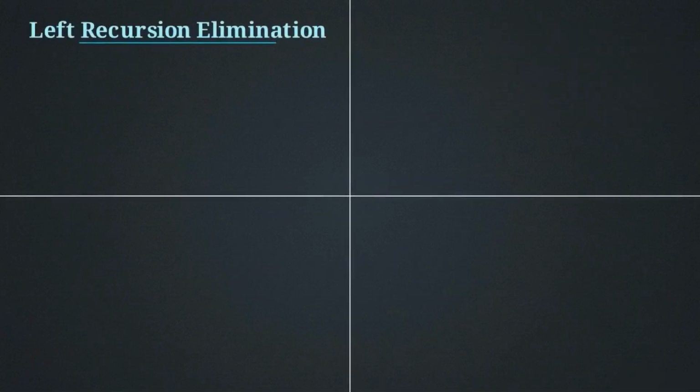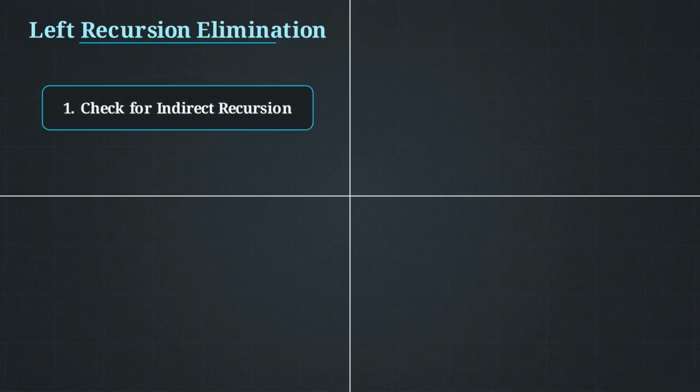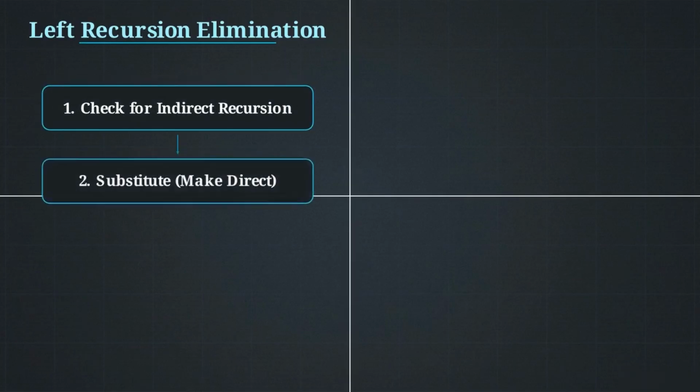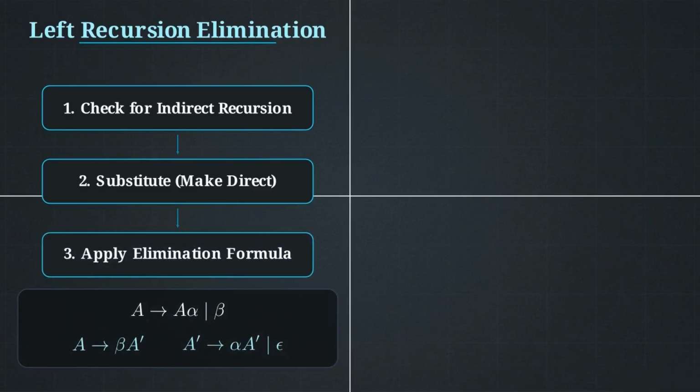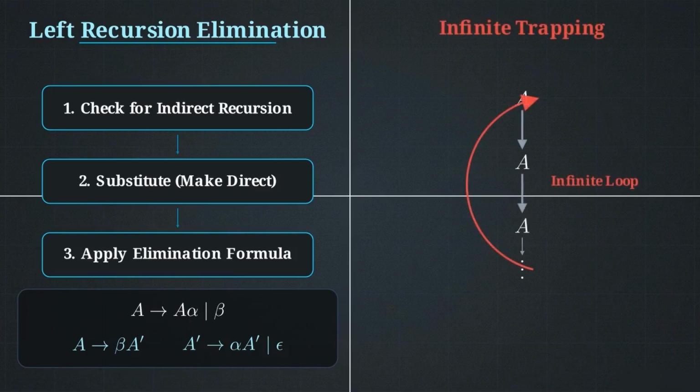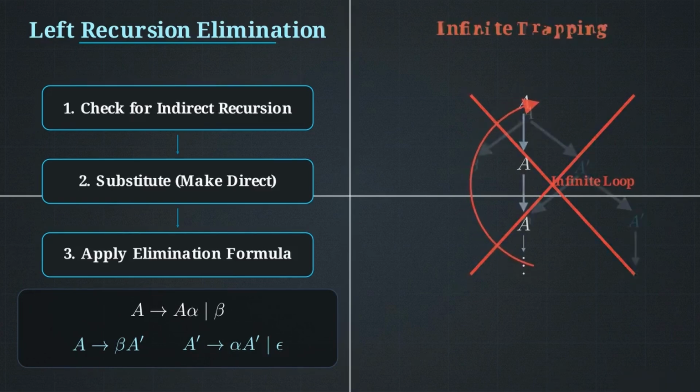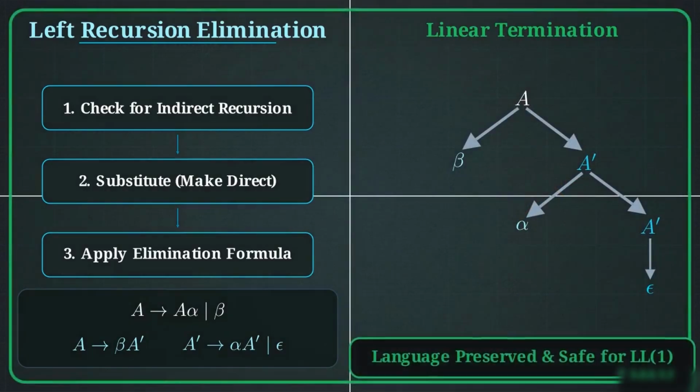This flowchart illustrates the universal procedure. Step 1. Check for indirect recursion. Step 2. Substitute to make it direct. Step 3. Apply the elimination formula. This breaks the structural loops that trap top-down parsers, while generating the exact same valid strings.